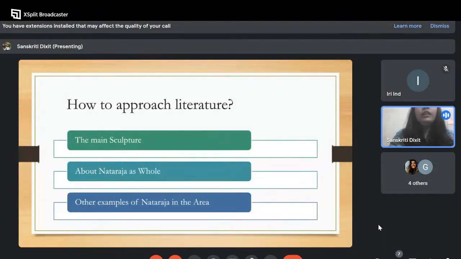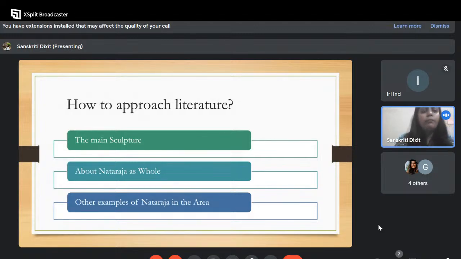First of all, usually we make the skeleton of our research paper or research thesis very late. But what I did, with all the available data that I had or whatever I knew, I tried to make a short, basic skeleton. Like what could I include in that? Basically it has three parts: the main sculpture, Nataraj as a whole, and other examples of Nataraj in the area. These three helped me identify where I need to do my surveys and where I need to do my literature review.